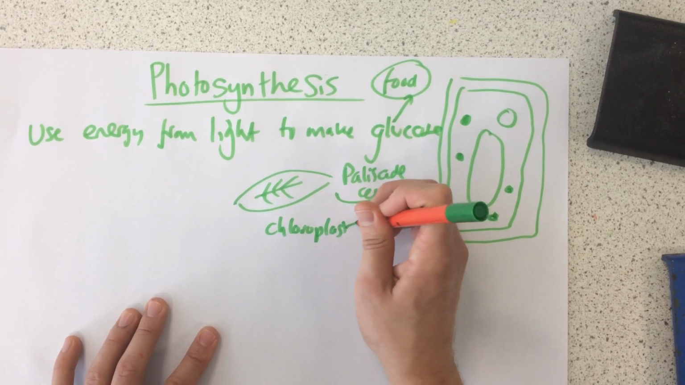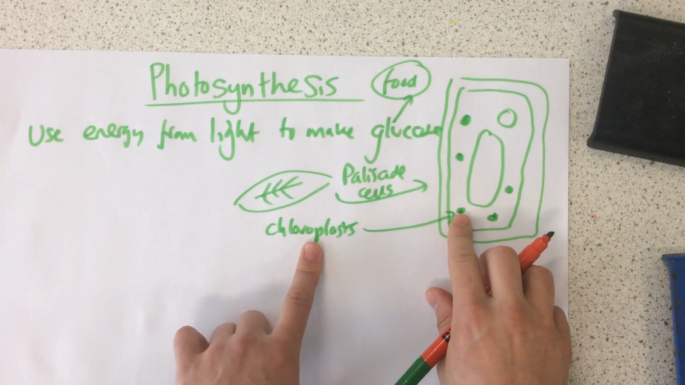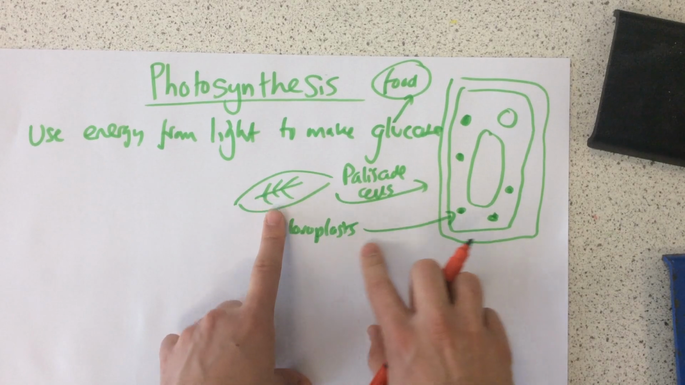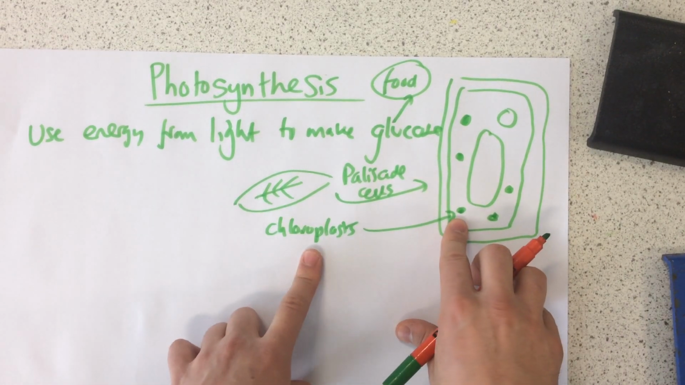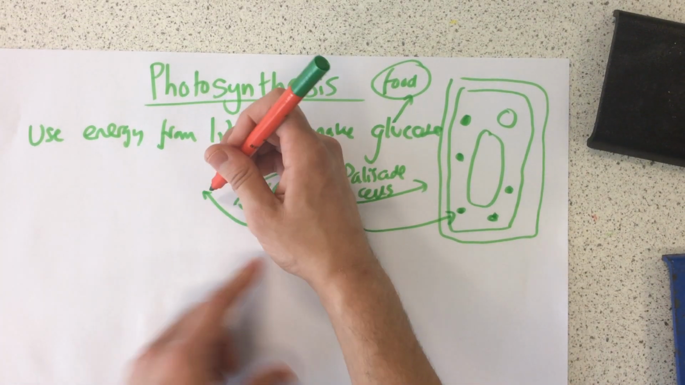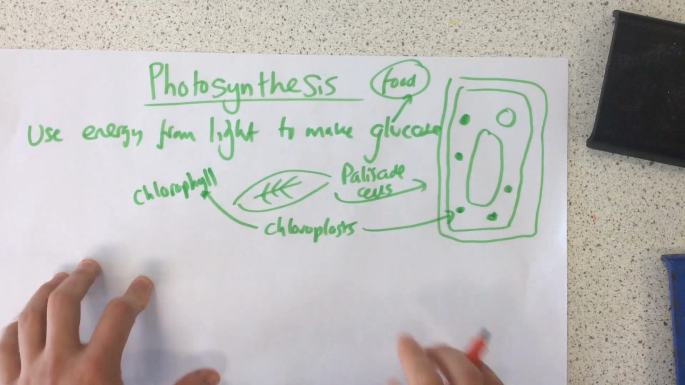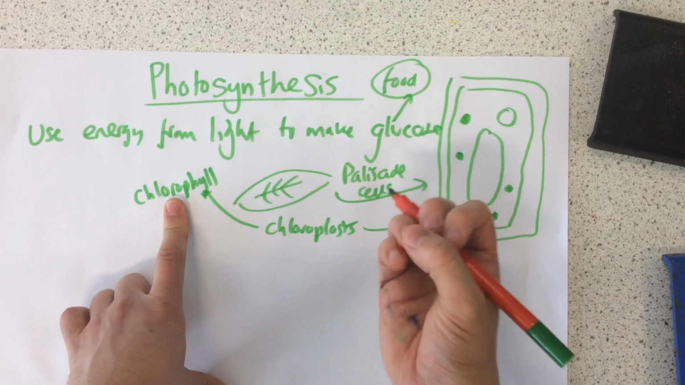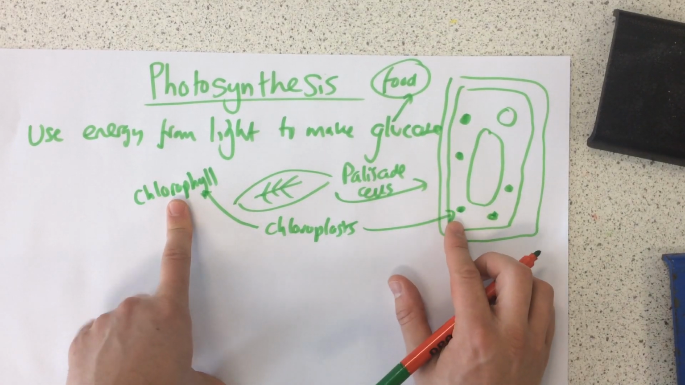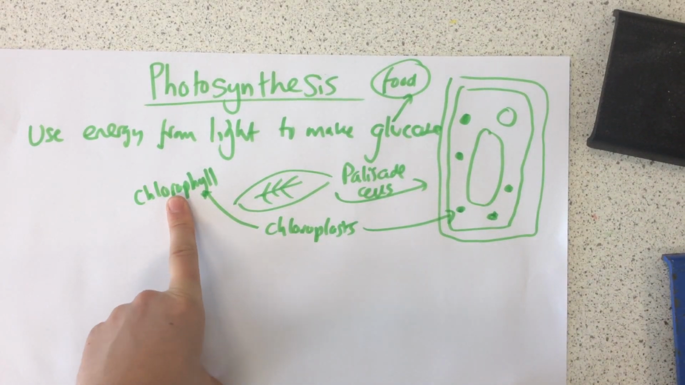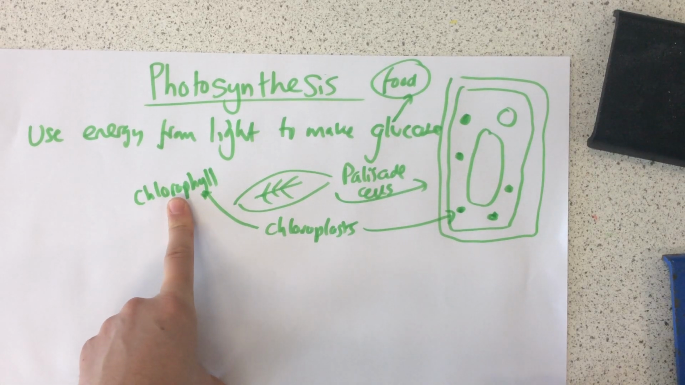chloroplasts. So this is the site of photosynthesis, in the cells within leaves, in plant cells. Chloroplasts contain a special pigment called chlorophyll. This special pigment here, this is the one that absorbs the light from the sun usually, allowing photosynthesis to occur.